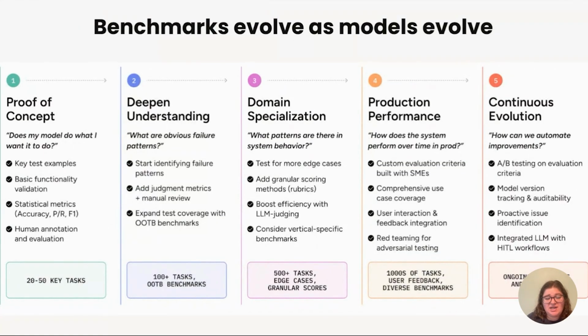So as we deepen our understanding here, we're going to add some more tasks. We might try an off-the-shelf or out-of-the-box benchmark to start identifying failure patterns, adding judgment metrics, and expanding our coverage. Then as we get even more specific, we can add more testing for edge cases, we can add more granular scoring, we can boost our efficiency with LLM-as-a-judge methods, and we go on from there.